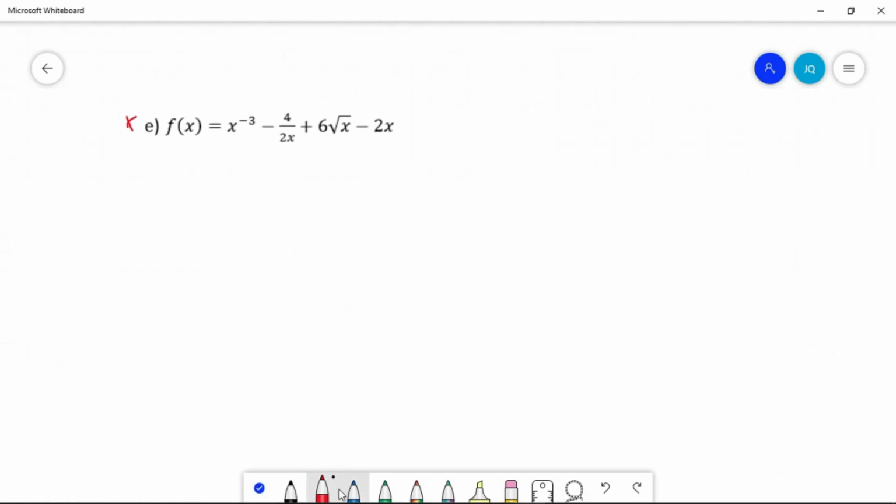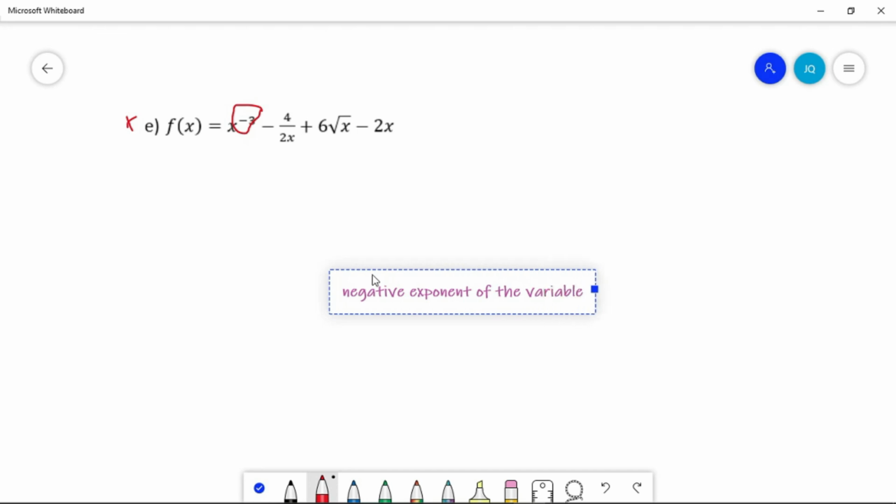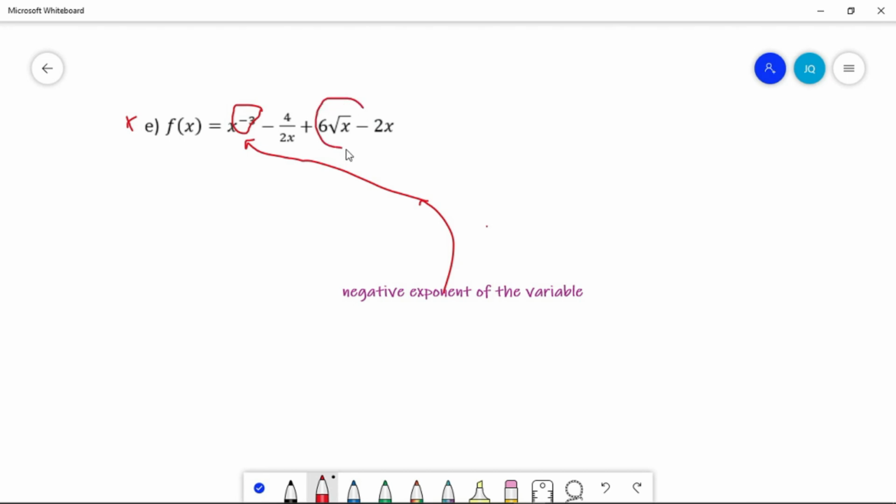First reason is because it has a negative exponent. So when you have a negative exponent of a variable, that is not a polynomial function. Second, make sure that you don't have a square root of x. Why? Because a square root means a fractional exponent. So square root is to the power of 1/2.